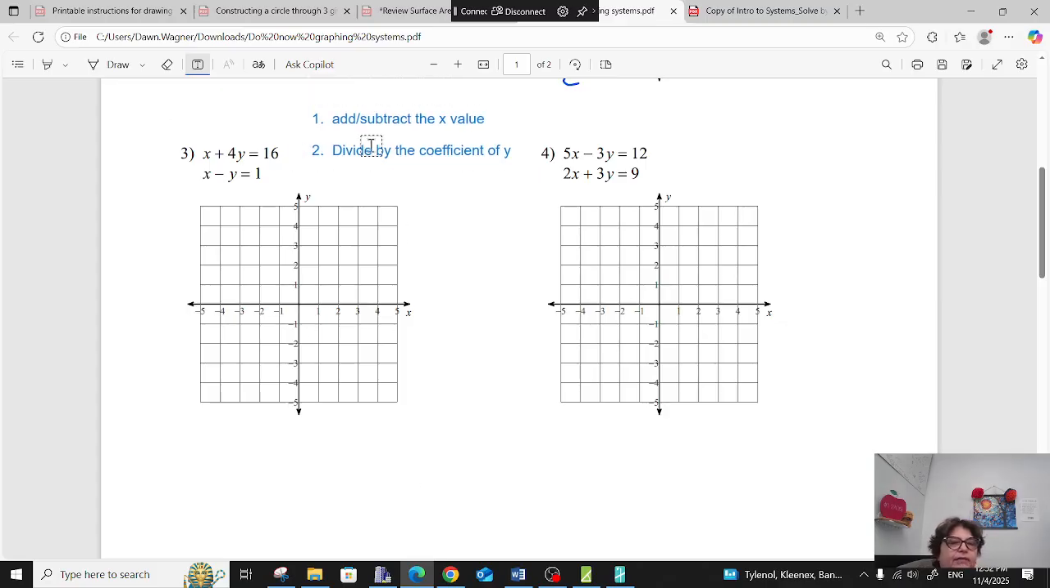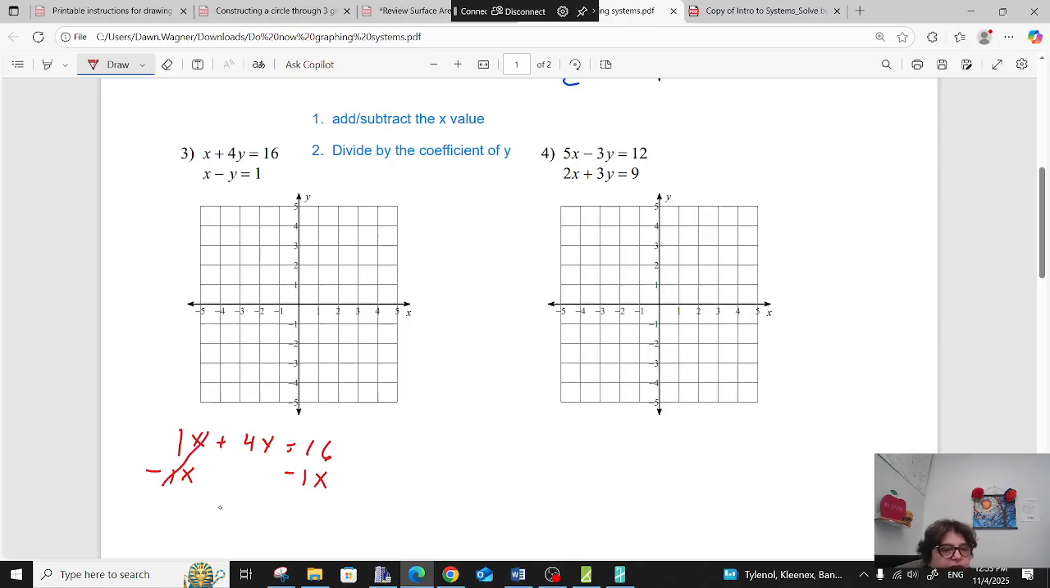I highly recommend with these, if there's no number in front of the x, what number am I going to put in front of the x? 1. So I'm going to put a 1 in front of this, and now I'm going to follow my steps. Add or subtract the x value. Here's 1x. I need it to be the inverse. What's the opposite of a positive 1x? Negative. So I'm going to subtract. Most of the time you subtract on these. It's just the way the software does it.